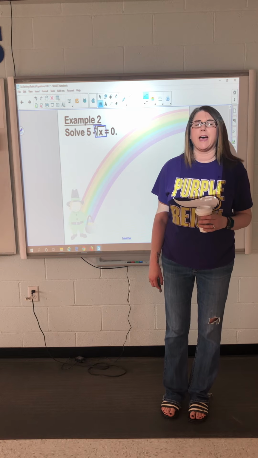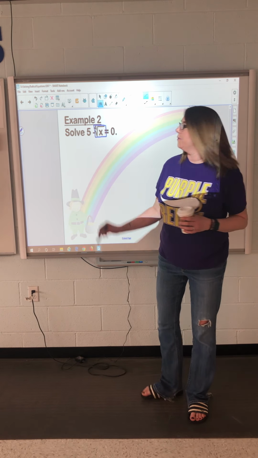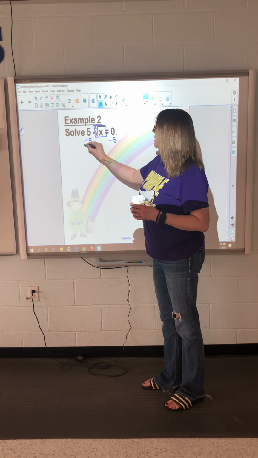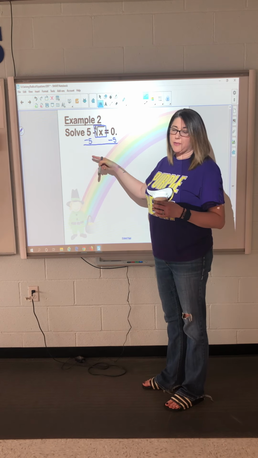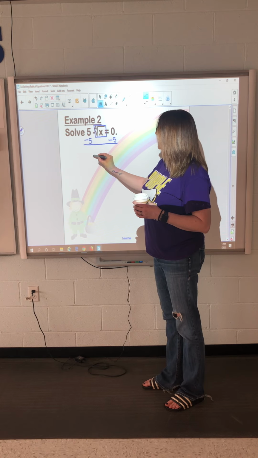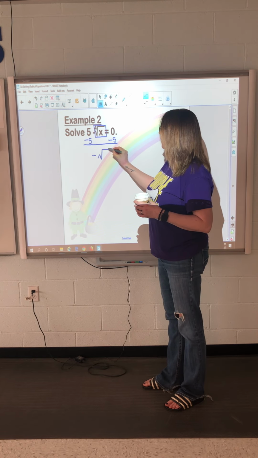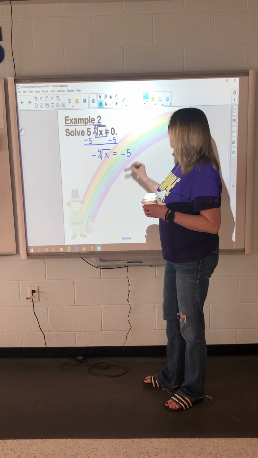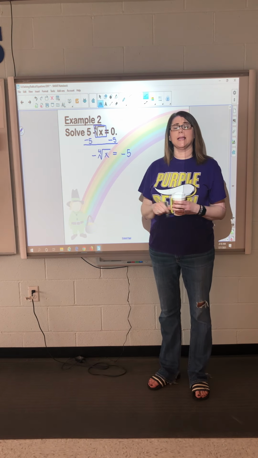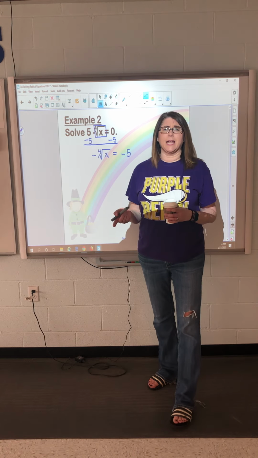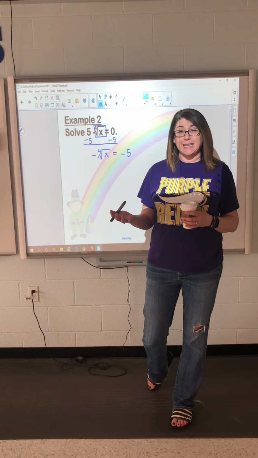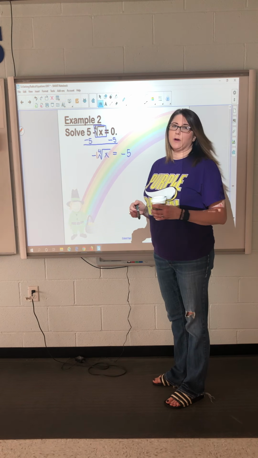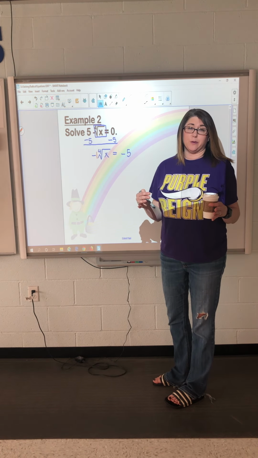So first let's start with the 5. How do I get rid of a positive 5? Easy. I'm going to subtract 5 from each side. So when we do that, the 5's cancel, but I have to bring down a negative 4th root of x equals negative 5. So the next thing that I want to do is try to get rid of that negative that's out front. Now what that means is that it's understood that I have a negative 1 out front that I'm multiplying times the 4th root of x.